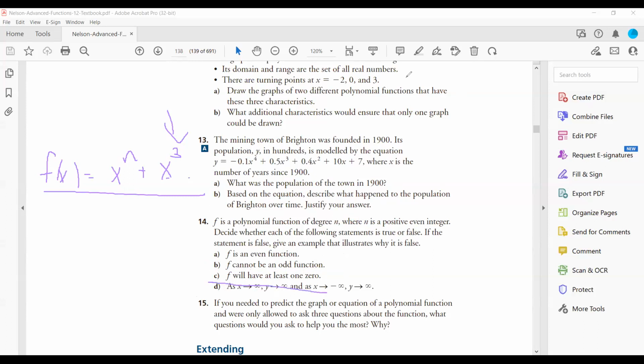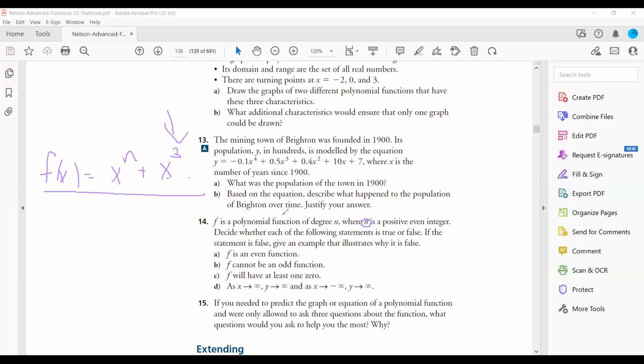C, f will have at least one zero. This is a false statement because we know that this function is even, so it means that the end behavior for this function should be the same. Sorry.